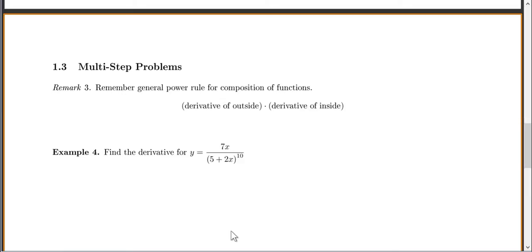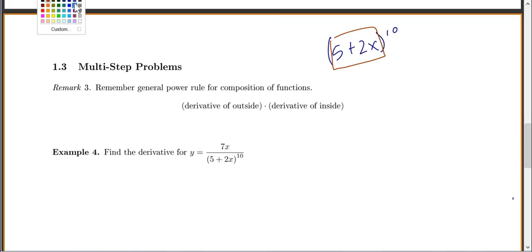Sometimes though, they'll have you do the general power rule. So remember when you have your composition of functions? And this is when I drew like a box. Okay, so this was for something simple like 5 plus 2x to the power of 10. And so we said, okay, we'll come through and we'll draw a box around this. And then to find the derivative, you do derivative of the outside times derivative of the inside.